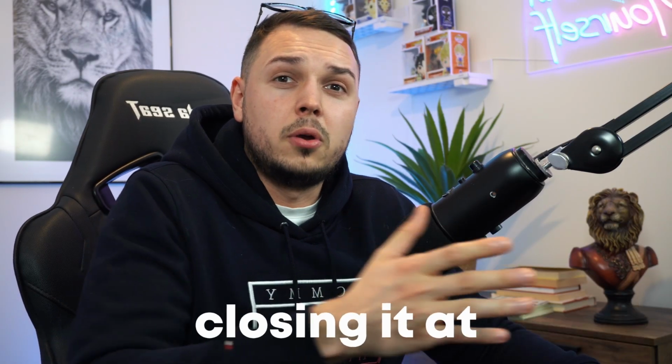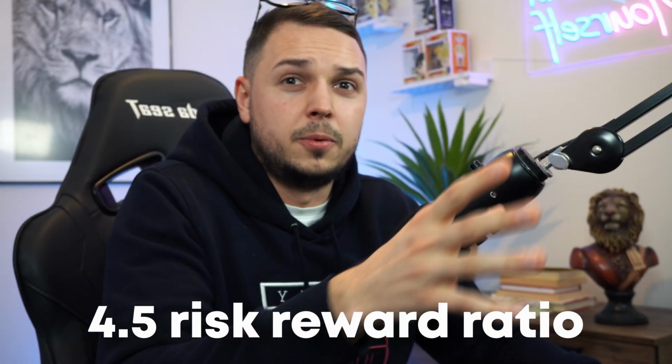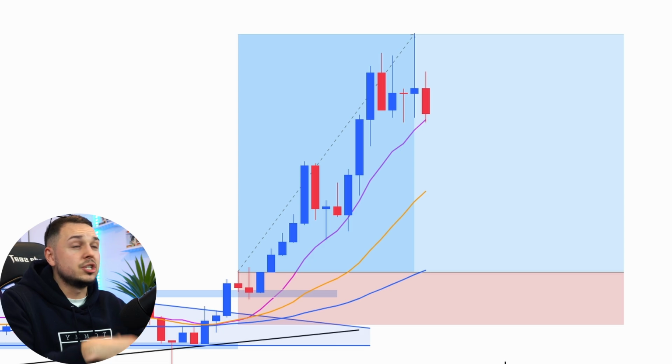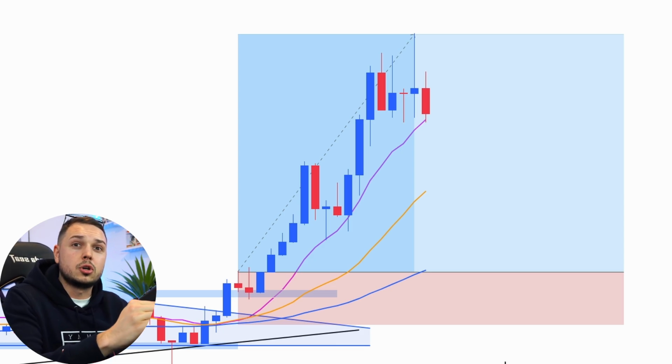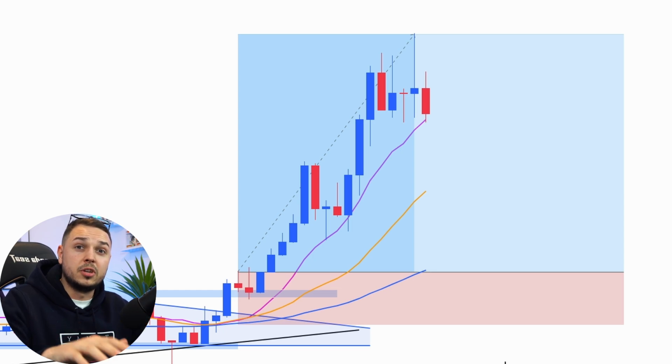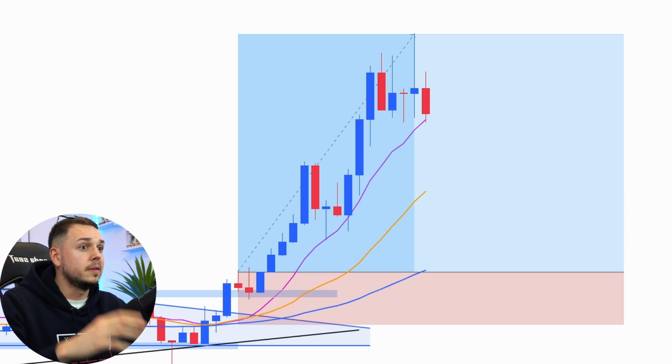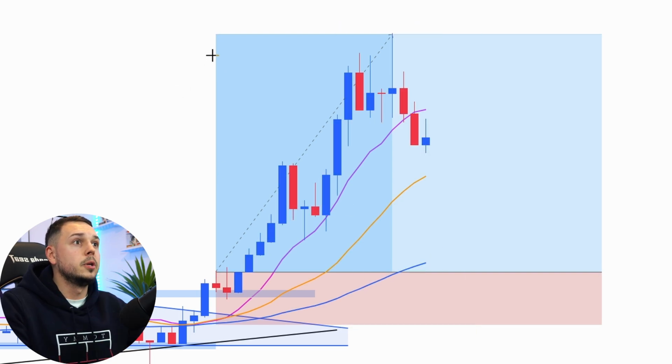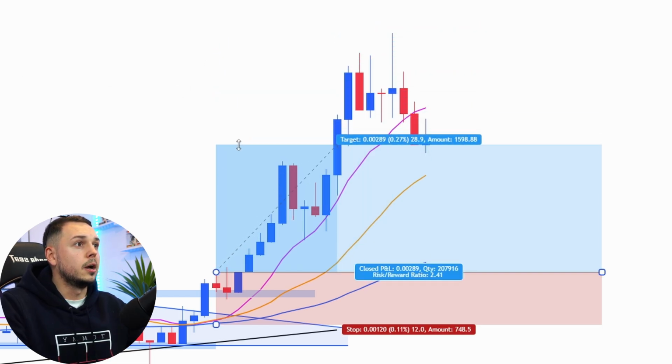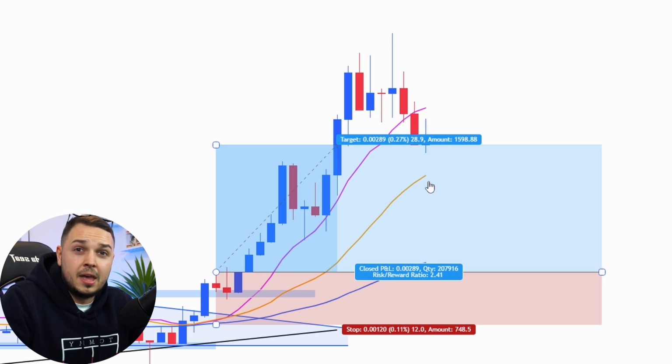Now I would recommend closing it at 4.5 risk reward, but if you want to go crazy, then just wait until the 9 moving average crosses back down, and then you can close off your trading position to maximize your pip gain. So let's see if that happens. So yeah, we do get a closure over here. So from 12 pips, you would have gotten nearly 29 pips take profit.